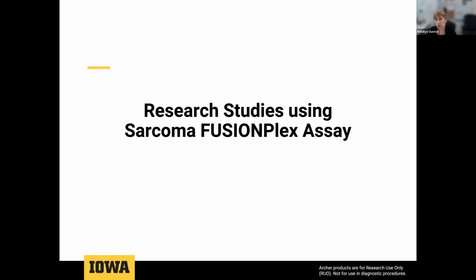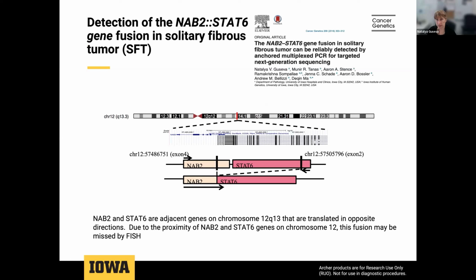We also had some research that we published using this sarcoma assay, and I just want to share a couple of them. The first study was detection of the NAB2-STAT6 gene fusion in solitary fibrous tumor. We published it in the journal Cancer Genetics. NAB2 and STAT6 are adjacent genes on chromosome 12, and they're transcribed in opposite directions. Due to the proximity of the NAB2 and STAT6 genes on this chromosome, this fusion may be missed by FISH.